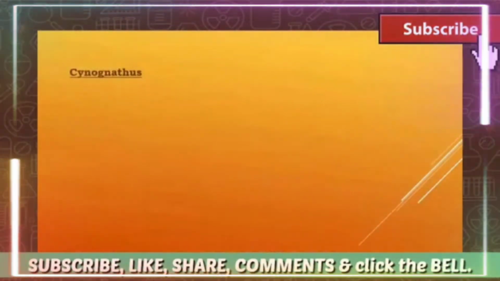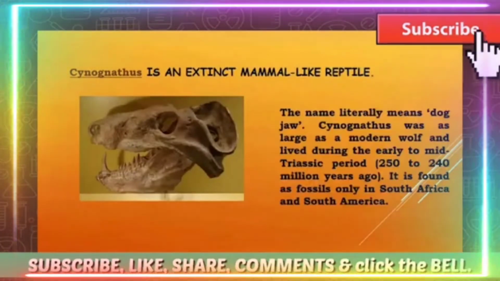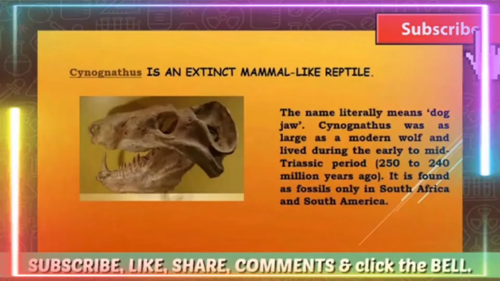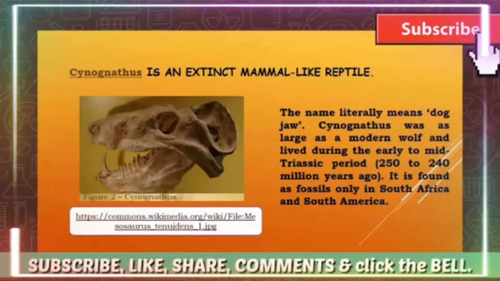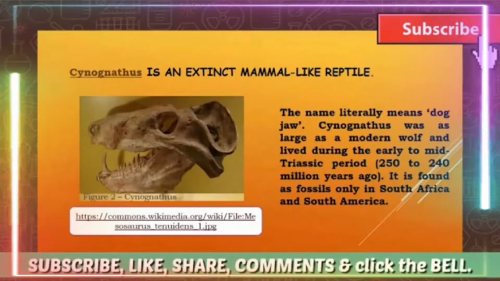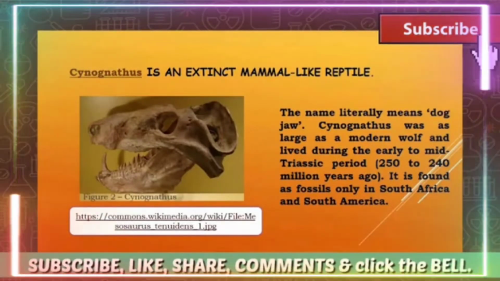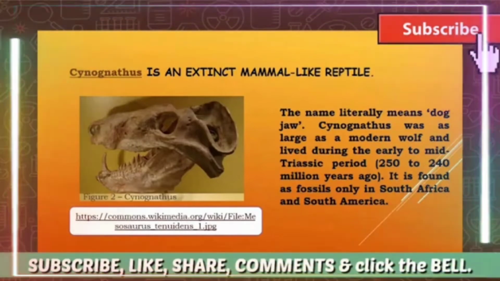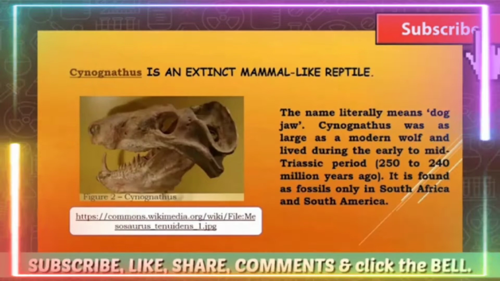The second fossil is the Cynognathus. It is an extinct mammal-like reptile. The name literally means dog jaw. Cynognathus was as large as a modern wolf and lived during the early to mid-Triassic period, between 250 to 240 million years ago. It is found as fossils only in South Africa and South America.